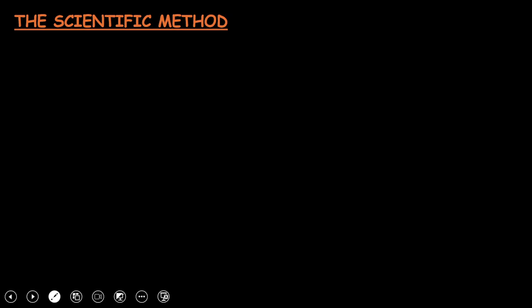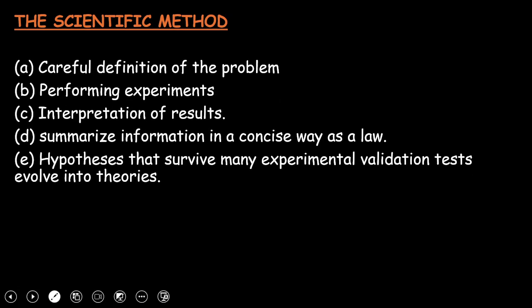And basically the scientific method has these 5 steps that you need to know. As we've defined the scientific method, it's just a method that we use as scientists when we want to gain knowledge or explain something about the world.